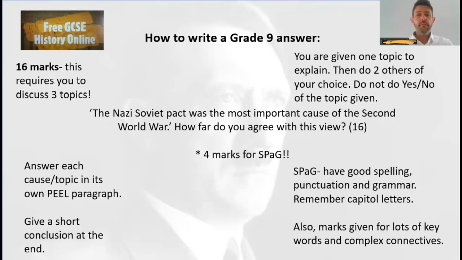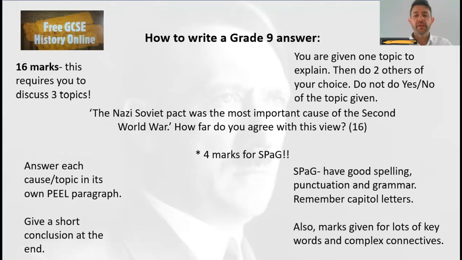SPAG. Now, there's 4 marks here, and this could be the deal breaker between a grade. So this is worth concentrating on. You've got to have good spelling, punctuation, grammar. Remember your capital letters. You need to think about Germany having a capital G, Hitler having a capital H, all those things.